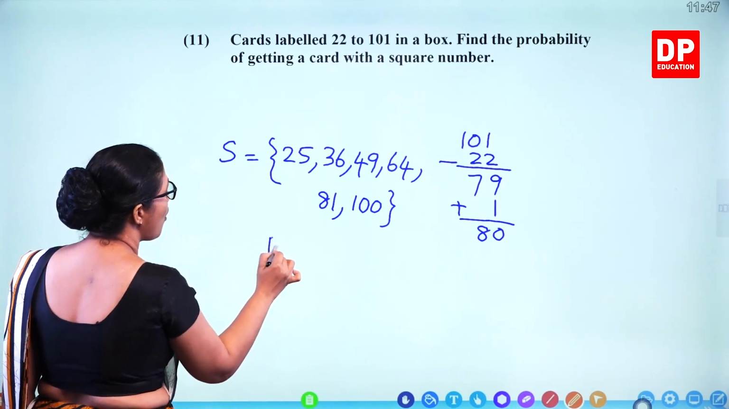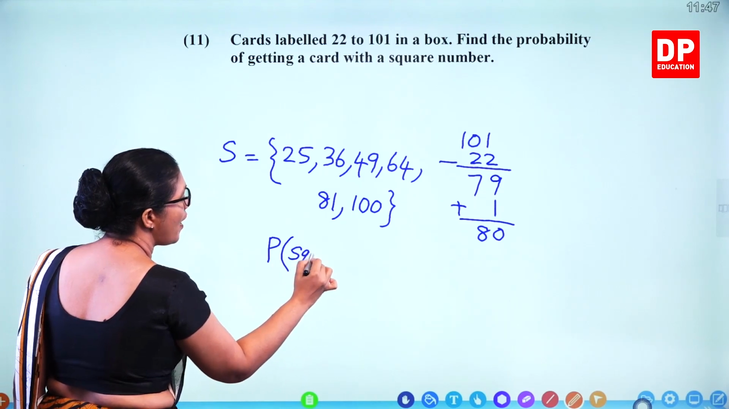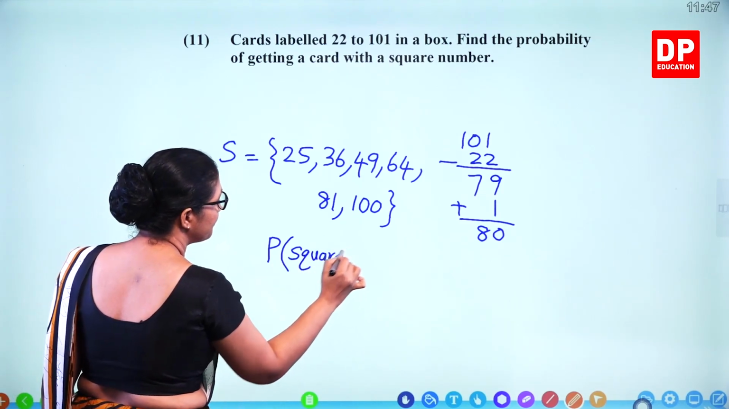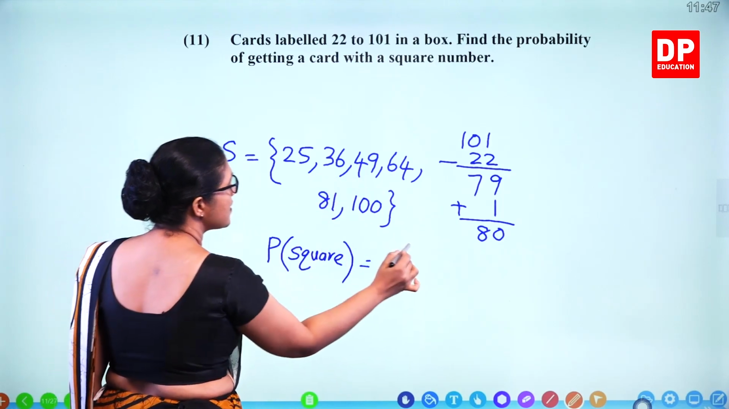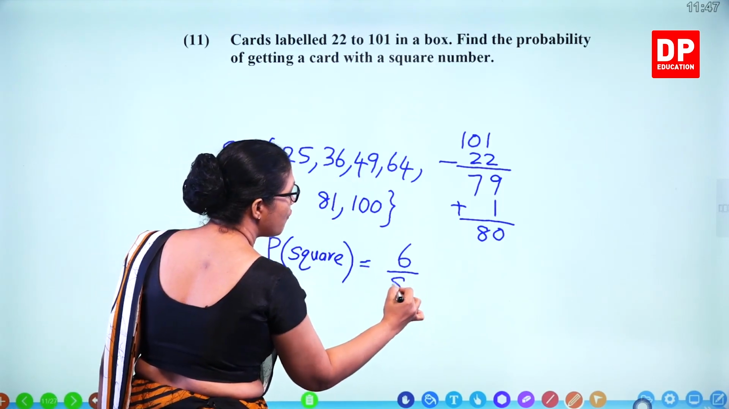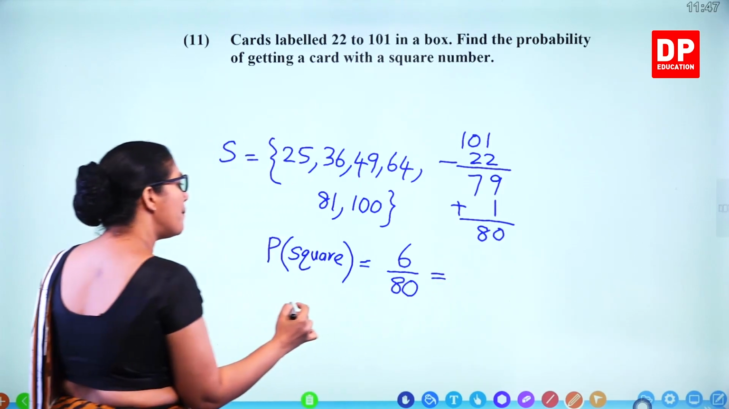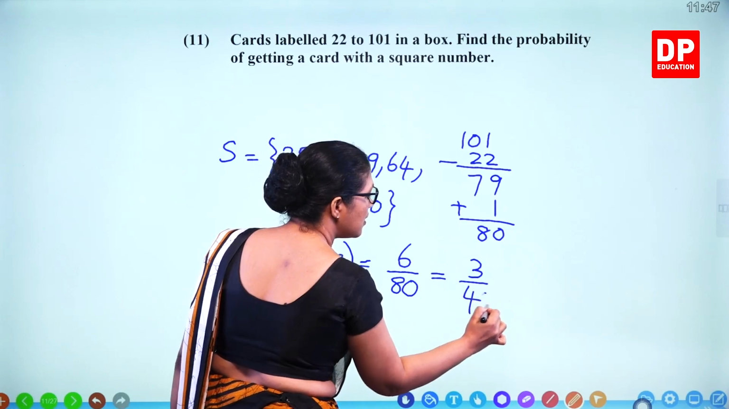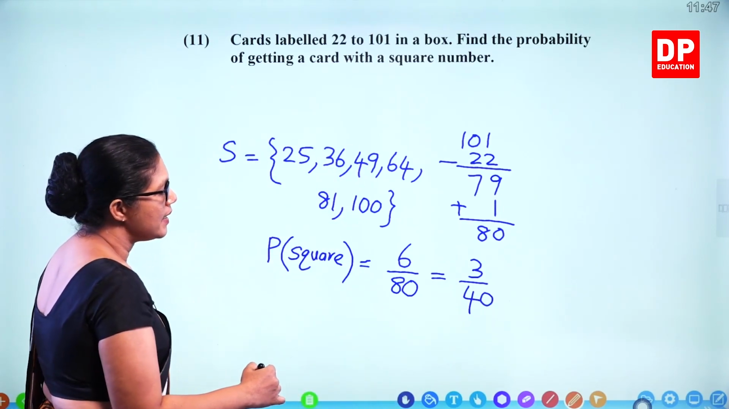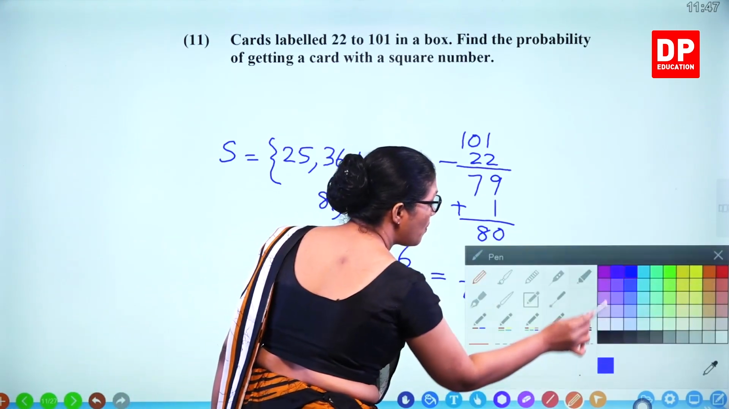So what is the probability of getting a square number? Square numbers are 6 numbers out of 80. Simplify, divide by 2, 3 over 40 is the probability. So you get 2 marks for that.